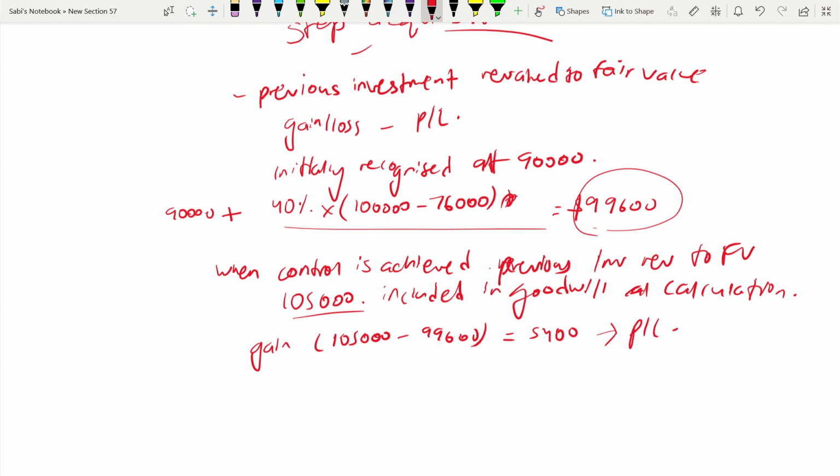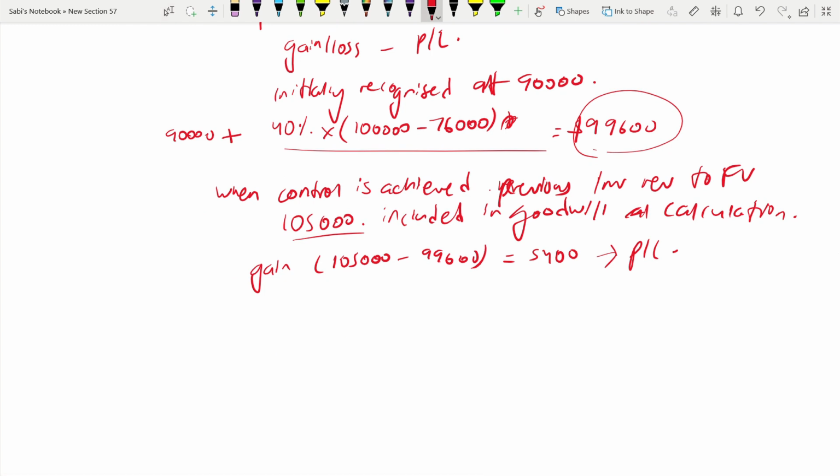Okay. Remember, because you have achieved the control, you also have to recognize net assets at fair value, NA at FV. The subsidiary's net assets you have to recognize at fair value, and this also will go in your consolidated financial statements. Remember that. And also you must recognize goodwill on this date. Right? All this you have to write while you're discussing.